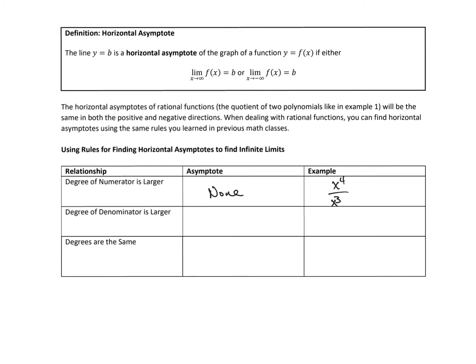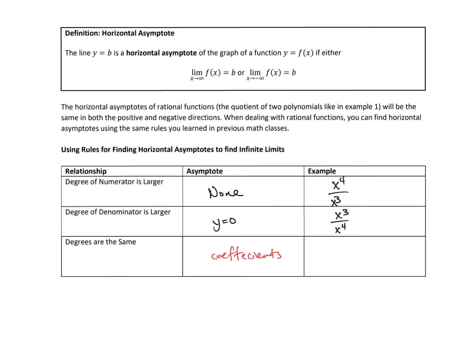If the denominator is larger, you're going to have y equals 0. For instance, if you have like x cubed over x to the 4th, which one's bigger? The bottom one's bigger, right? So the bottom one grows faster, so the top doesn't matter. It just goes away, basically. So now that goes to y equals 0. And then if the degrees are the same, you get the coefficients. All right?